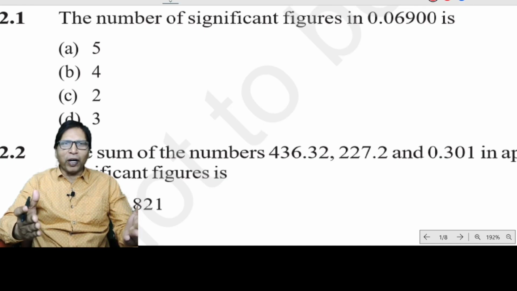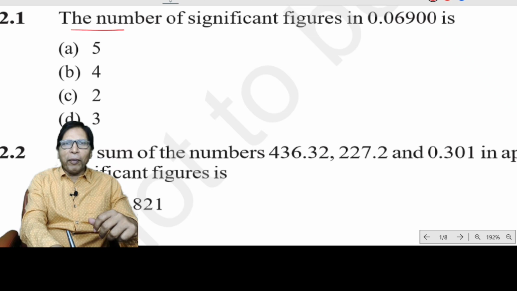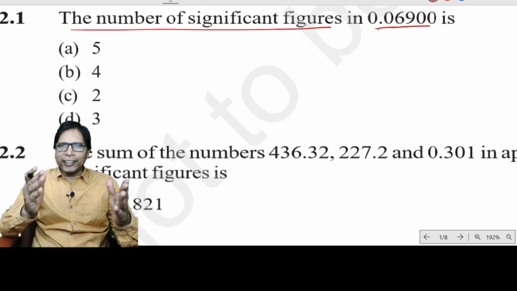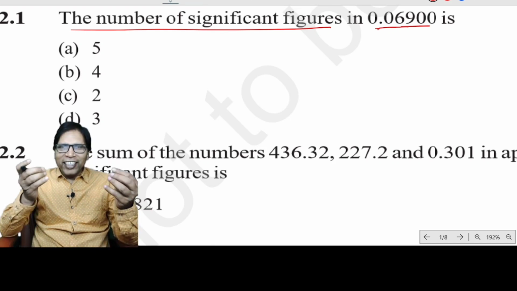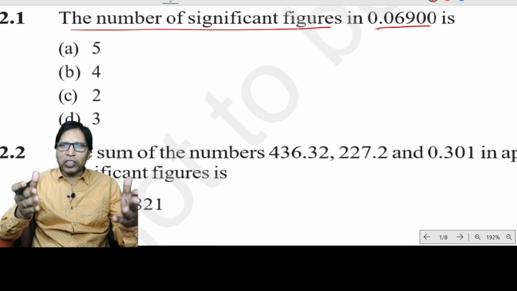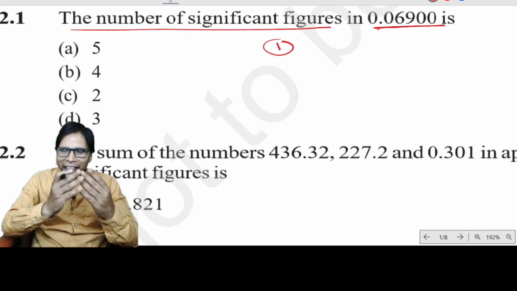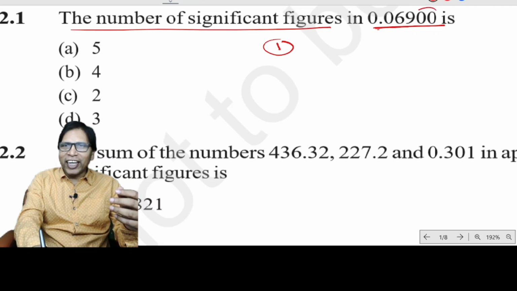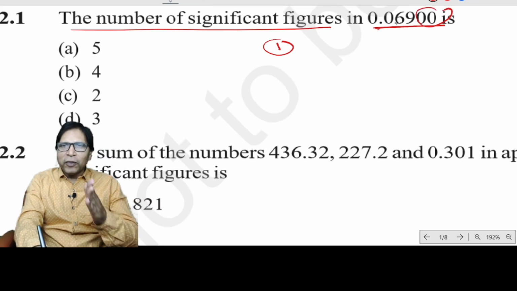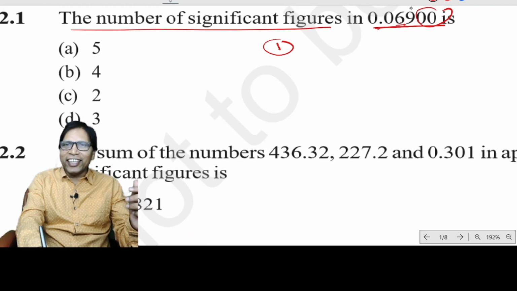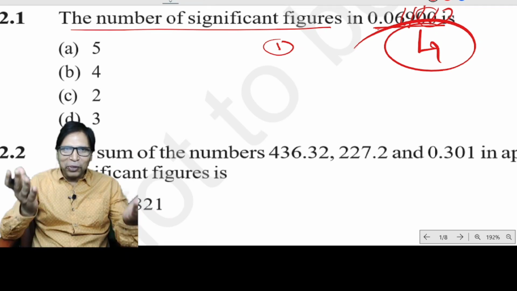Now question number 2.1. The number of significant figures in 0.06900. Now this is a numerical related to significant figures. The rule for this numerical: for a decimal number, trailing zeros are significant and zeros to the left of non-zero digits are not significant. So look at this, here 6 is significant, 9 is significant and these zeros are significant. So the number of significant figures is 4.